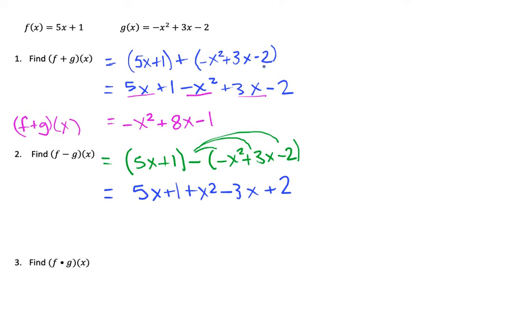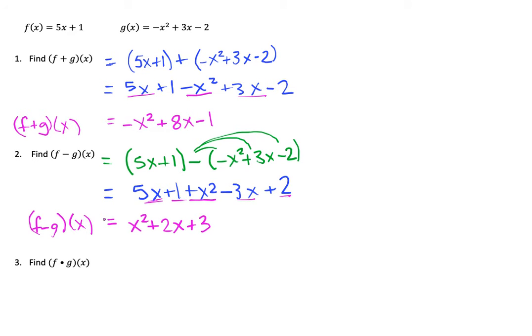Now I will go ahead and combine my like terms. This is my highest here, x squared, and then I have a 5x and a negative 3x, so positive 2x, and a 1 and a 2, so positive 3. So I get x squared plus 2x plus 3 for f minus g of x.